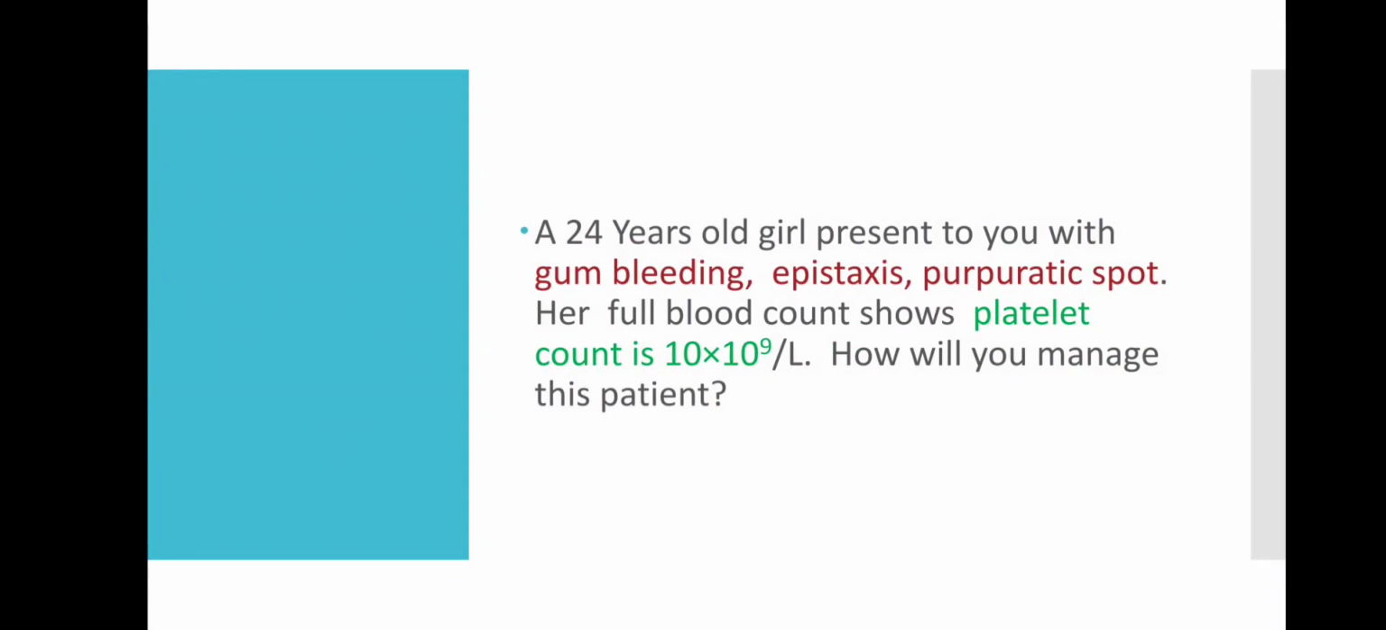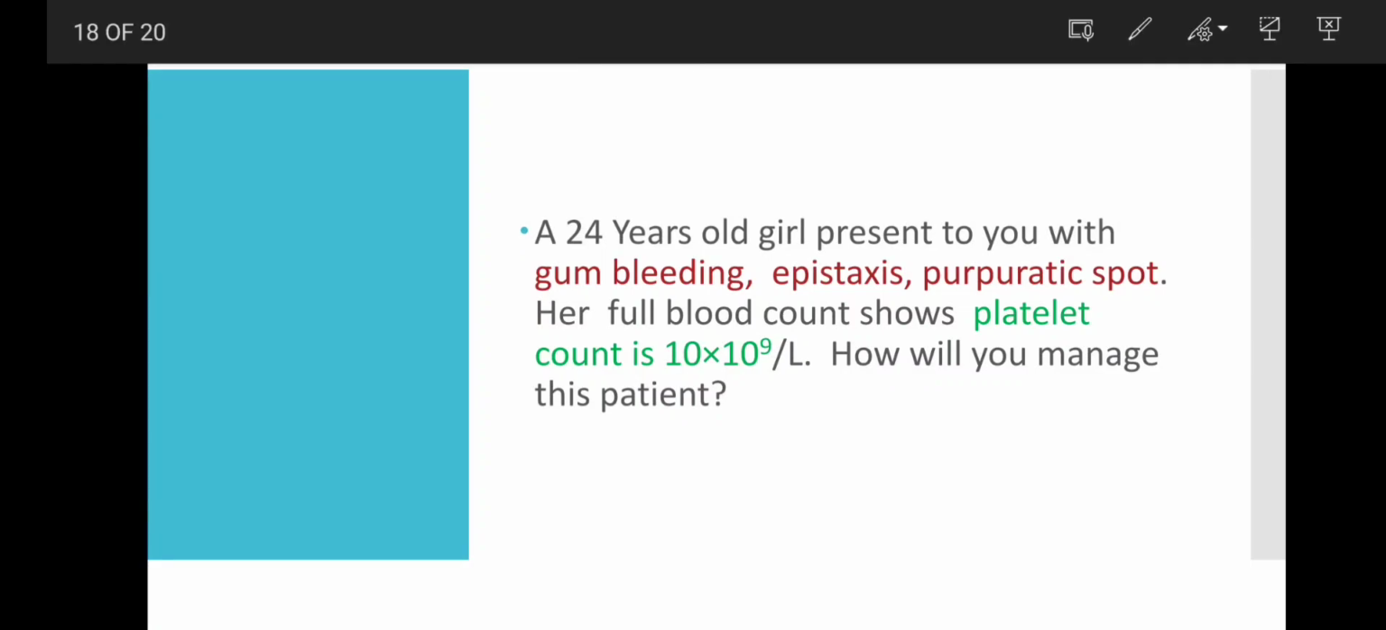Let's come to the case that we discussed earlier in our slide. So what will be your management? What is your diagnosis in this case? The diagnosis is idiopathic thrombocytopenic purpura. So how are you going to manage this case? As the patient has a platelet count far below normal, that is 20 into 10 to the power 9 per liter, the patient develops spontaneous bleeding. In that case, we have to treat the patient with high doses of IV immunoglobulin and glucocorticoid.